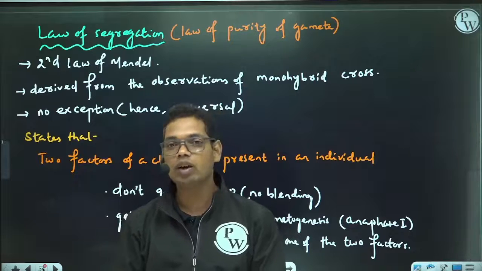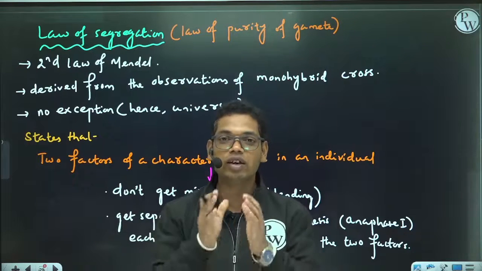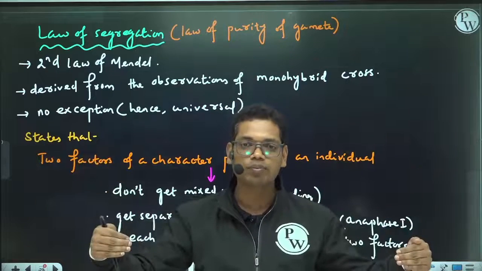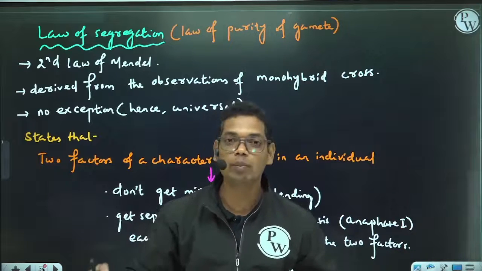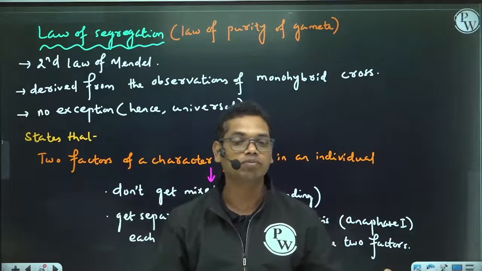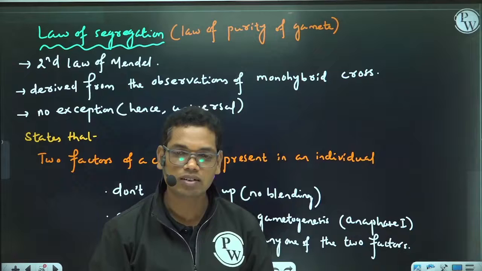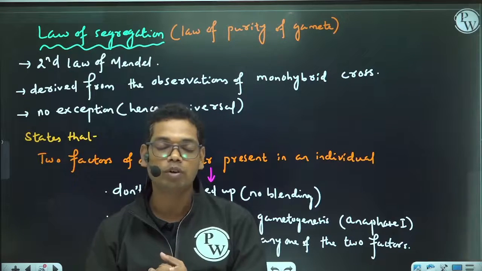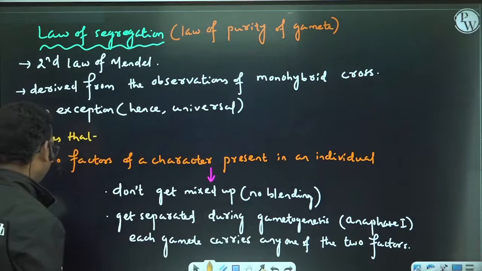During gametogenesis, meiosis takes place, and in anaphase one they get separated, and at the end of meiosis, four cells are produced, which are gametes, and those gametes have either capital T or small t. So the gametes will be completely pure with respect to alleles or factors. That is why these gametes are called pure gametes with respect to allele, and that is why this law is called the law of purity of gametes.